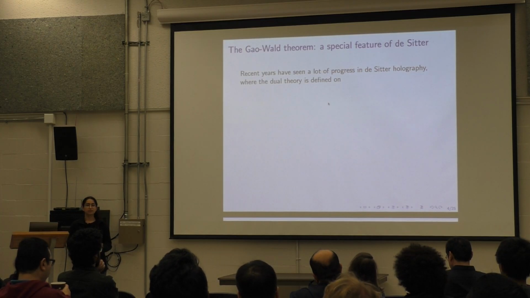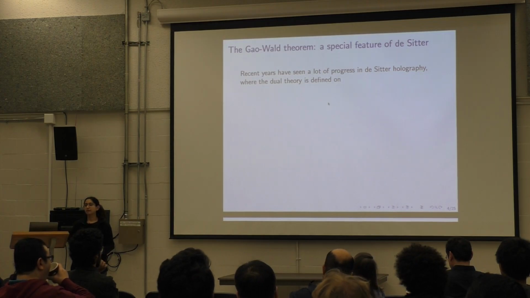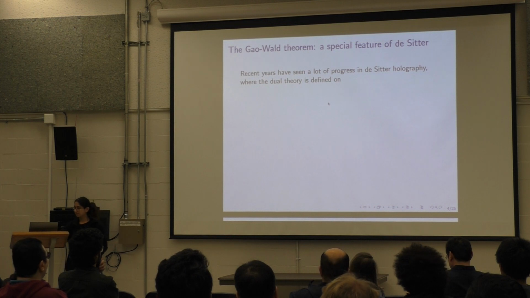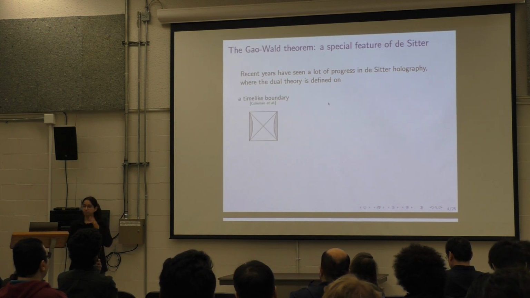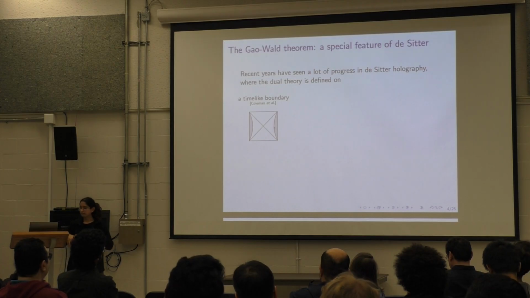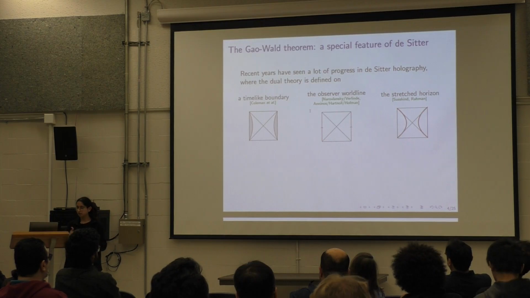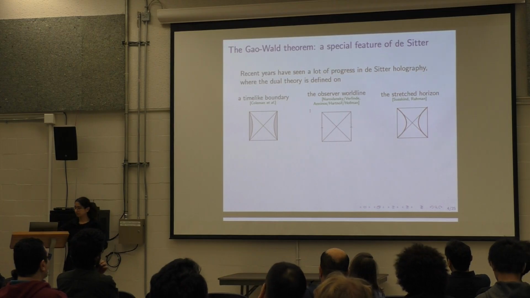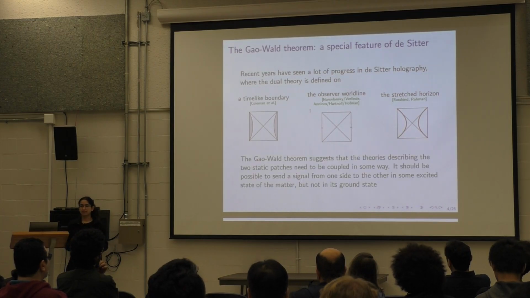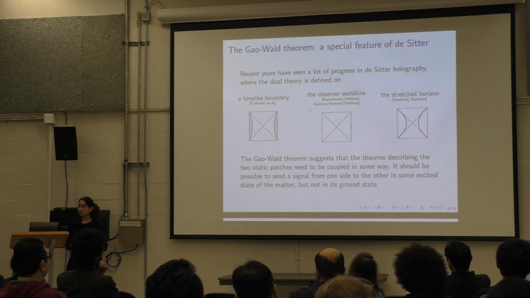Recent years have seen a lot of progress in de Sitter holography, where the dual theory is defined on some kind of timelike surface in de Sitter. It could be some kind of timelike boundary, where I've pictured the state where we fill in the de Sitter space with a horizon. Or this theory could live on some observer's worldline, or some kind of stretched horizon. The common feature between all of these theories is that the holographic theory is in some kind of timelike space. And the Gao-Wald theorem suggests that the theories describing these two static patches need to be coupled in some way. In particular, it should be possible to send a signal from one side of the de Sitter to the other, in some excited state of the matter, but not in its ground state.